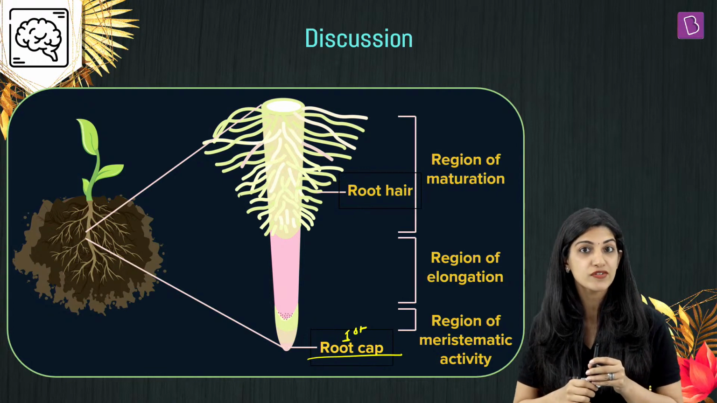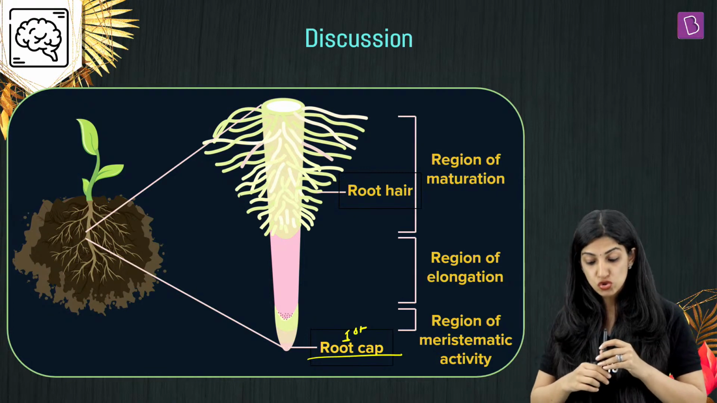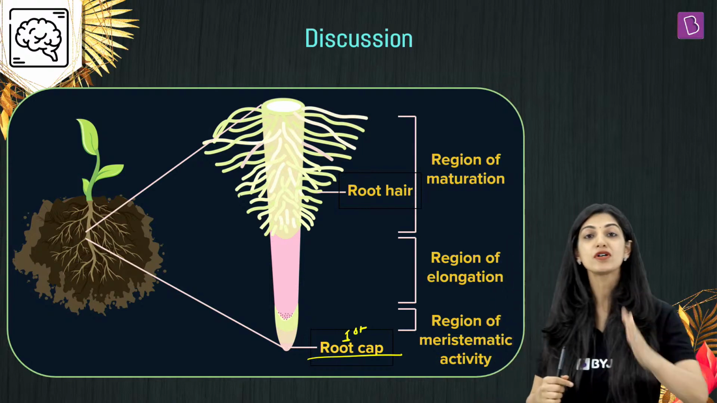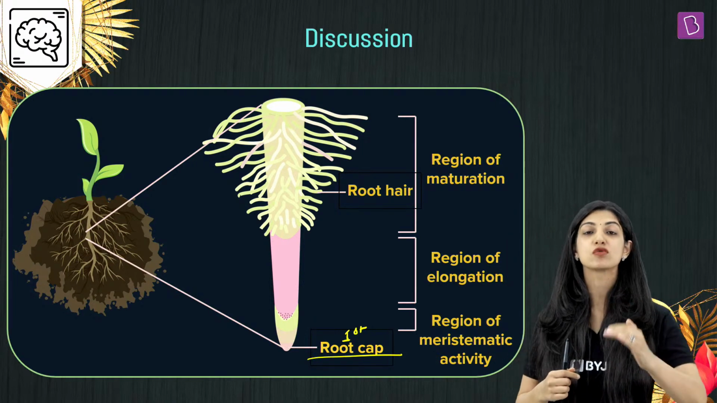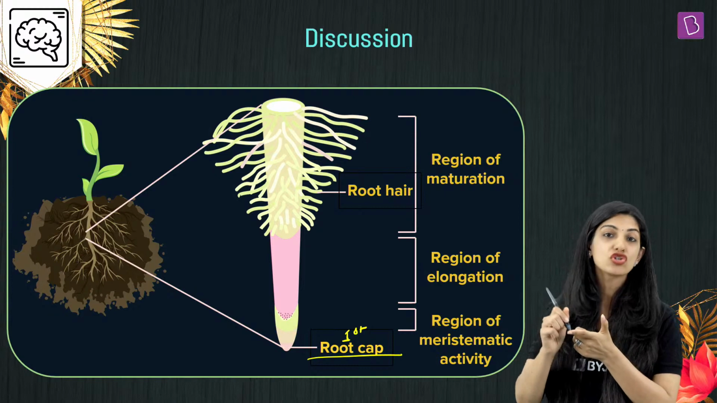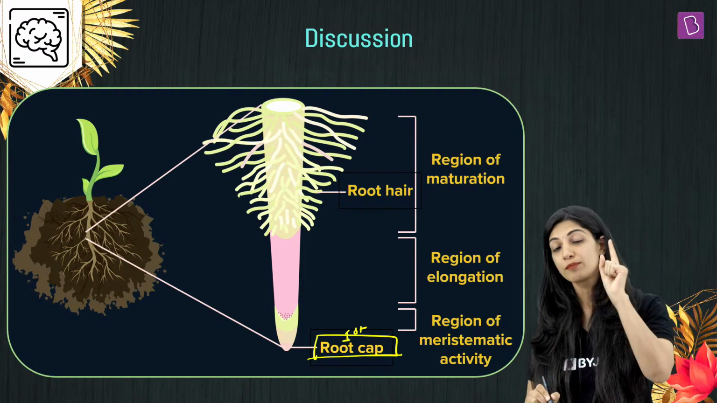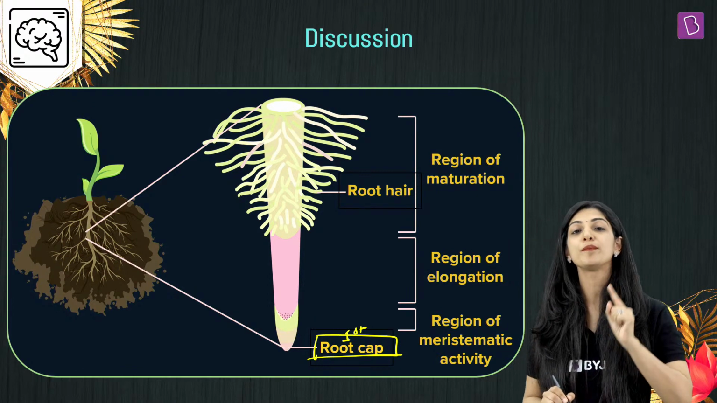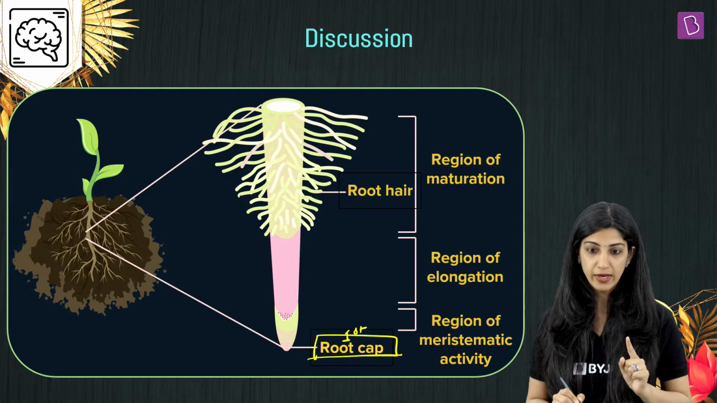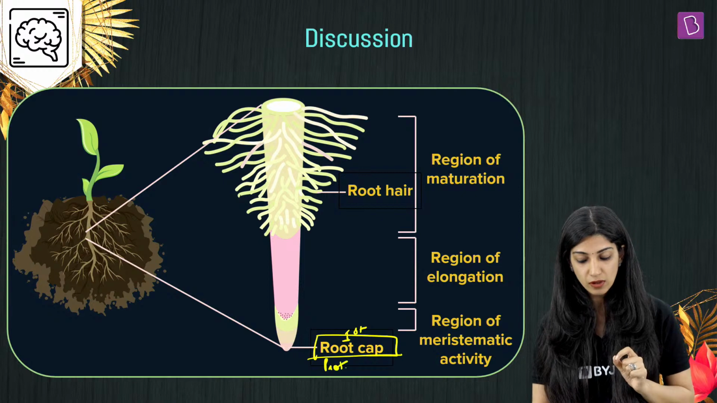Let's apply a little bit of physics here. So, that is why the first zone in the structure of the root is root cap, for protection of this very, very sensitive zone. Because the examiner can ask you the purpose of each zone. Right? So, you can write protection.